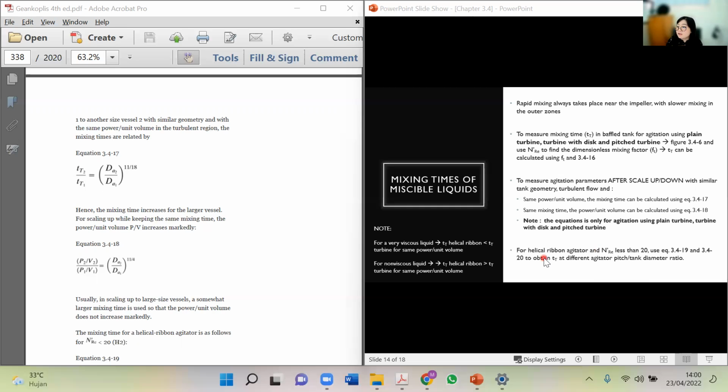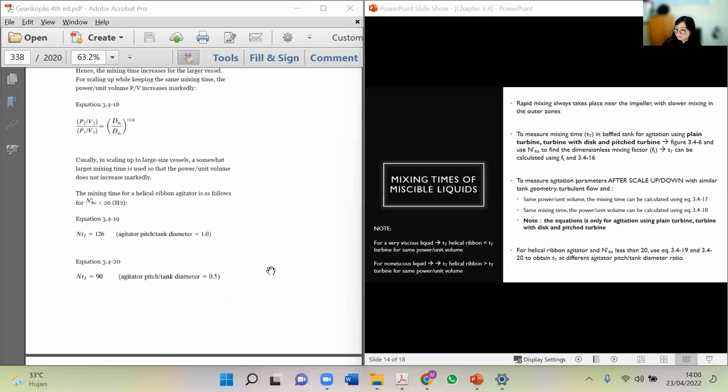Now, if I do not have a turbine type of agitator, but I have a helical ribbon agitator, what kind of equation should I use? For a helical ribbon agitator with NRe less than 20, we can use these two equations, 3.4-19 and 3.4-20. What makes them different is only the agitator pitch to tank diameter ratio.